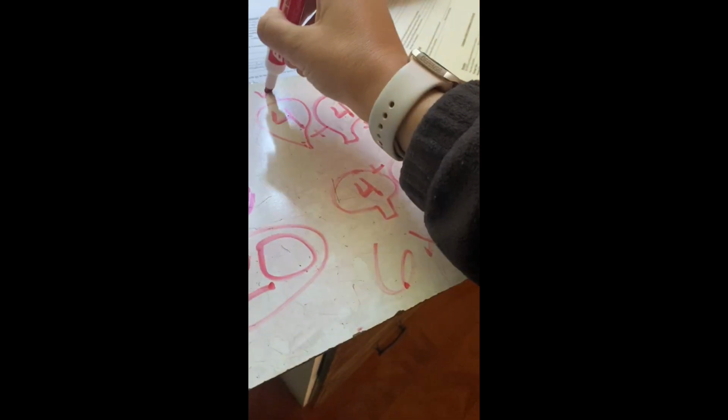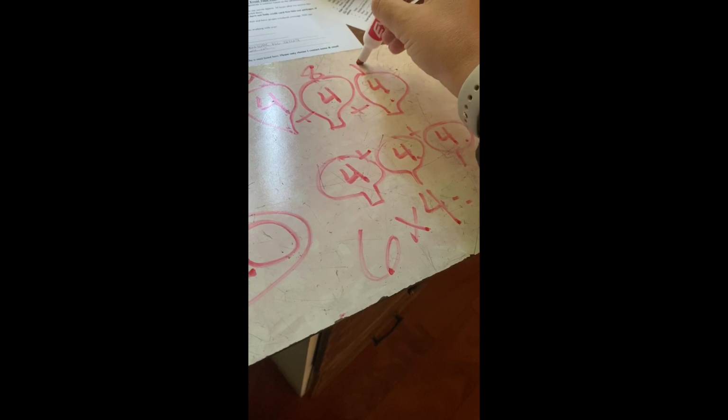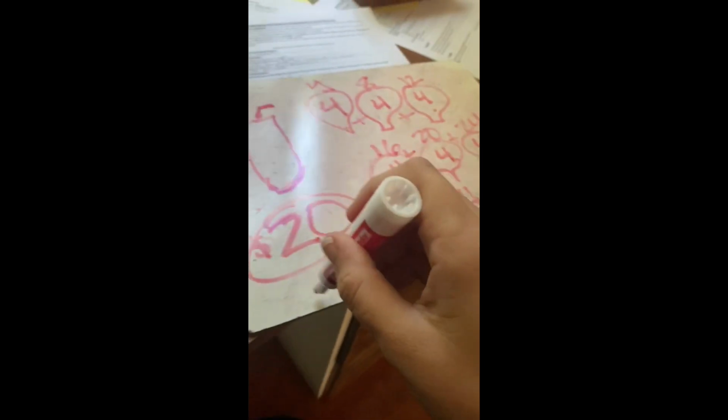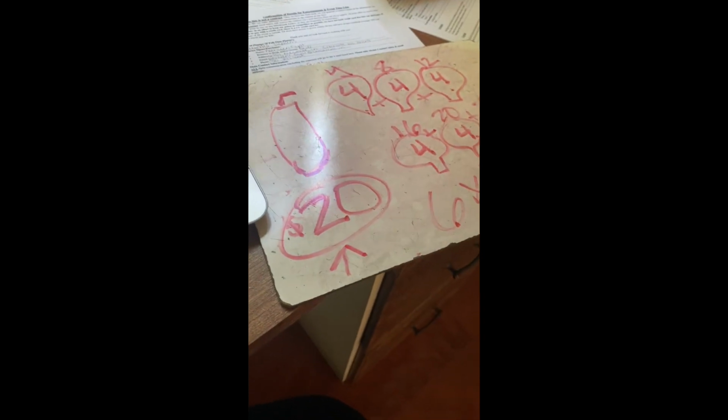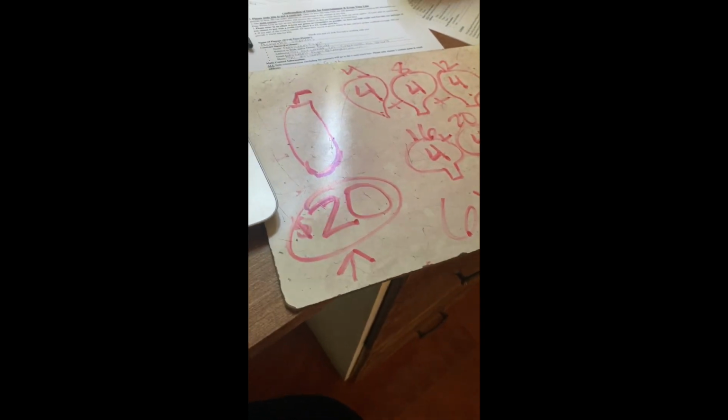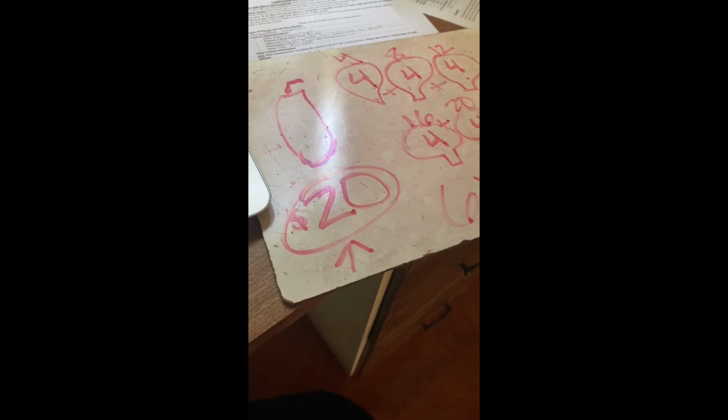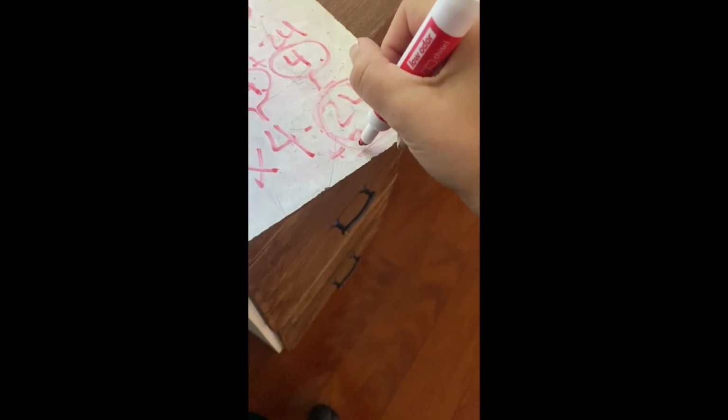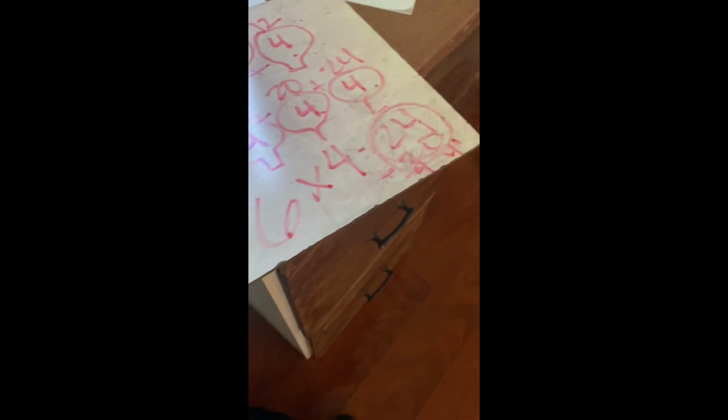6 times 4 is, 4, 8, 12, 16, 20, 24. All right, but it didn't just cost $24 because don't forget we had to pay the one-time fee of $20 to rent the helium tank. So 24 plus 20 equals $44. So the answer to this problem is $44.